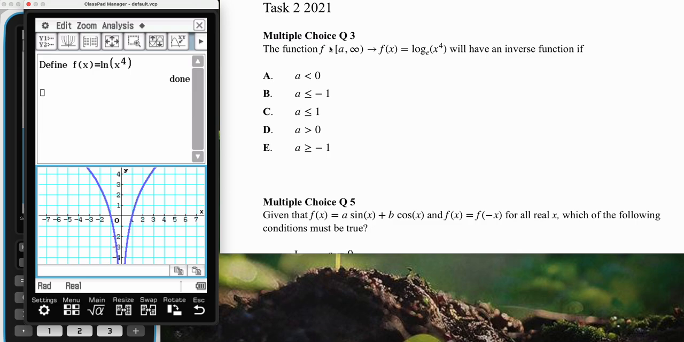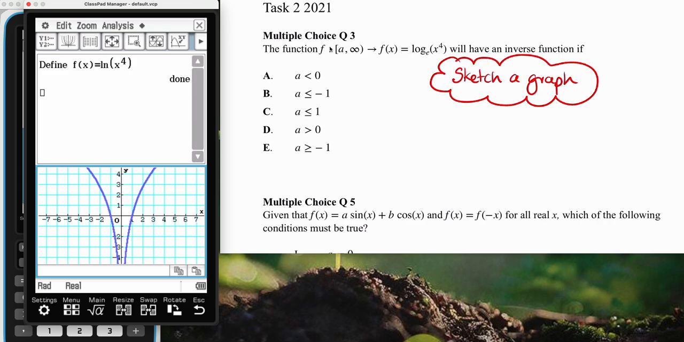What's the trick here? The trick for this particular question that I want to highlight for you today is this. To answer this question, we sketch a graph. And you do that on your calculator and you can see straight away that it's D. Happy with that? First tip for your SAC: often the answer is sketching a graph. Let's do multiple choice question 5.